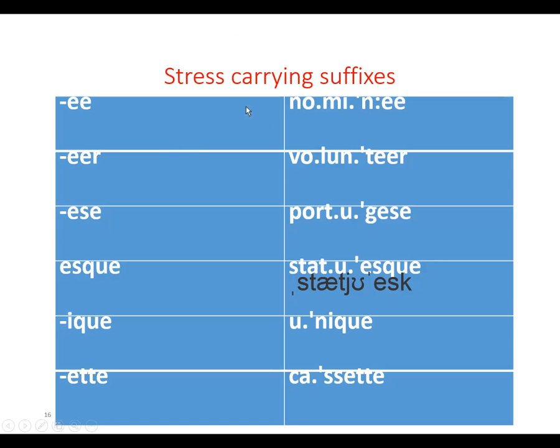The first category includes the suffixes which carry stress. We leave the rest of the word and put the stress on the suffix. Number 1: -ee as in nominee, -eer as in volunteer, -ese as in Portuguese, -esque as in statuesque, -ique as in unique, -ette as in cassette. Let's read again: nominee, volunteer, Portuguese, statuesque, unique, cassette. These are suffixes which carry stress. When I see them, I put the stress on these suffixes, as you see.